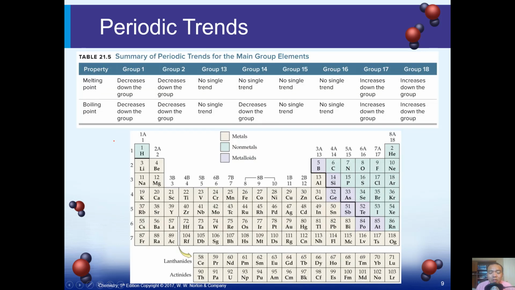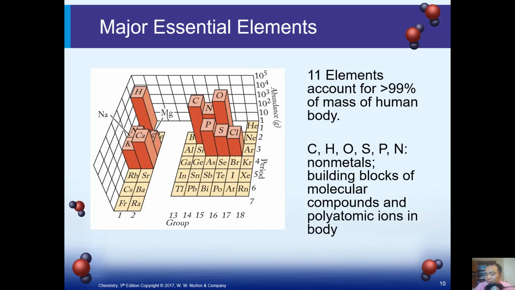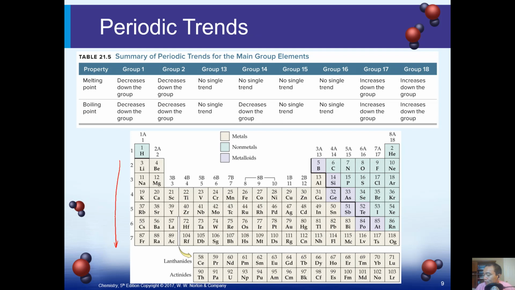Now, let's quickly review some of the properties we have already learned in General Chemistry 1. The periodic trends for boiling point and melting point are summarized in this table. The atomic radii of the main group elements increase as we descend a group. So when you go from top to bottom, the atomic size actually increases. When you go from left to right in the same row, the size actually decreases.